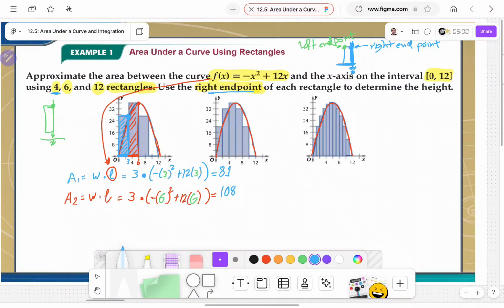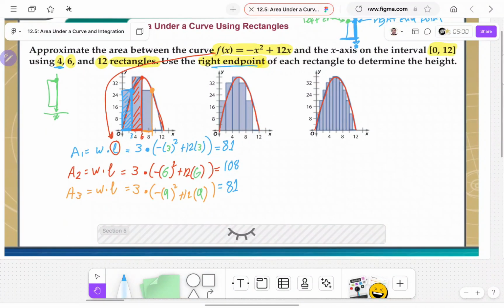Now let's find the third rectangle. Area 3 is width times length. I know the width is equal to 3 times. Now open a big bracket, minus x squared plus 12. Let's do the same thing. What is the right endpoint on x? This is the right endpoint. Go down. What is the point here? This is 8, this is 10, so between 8 and 10 is 9. So the answer is 9. Now let's evaluate this. 3 times all of that is also equal to 81.